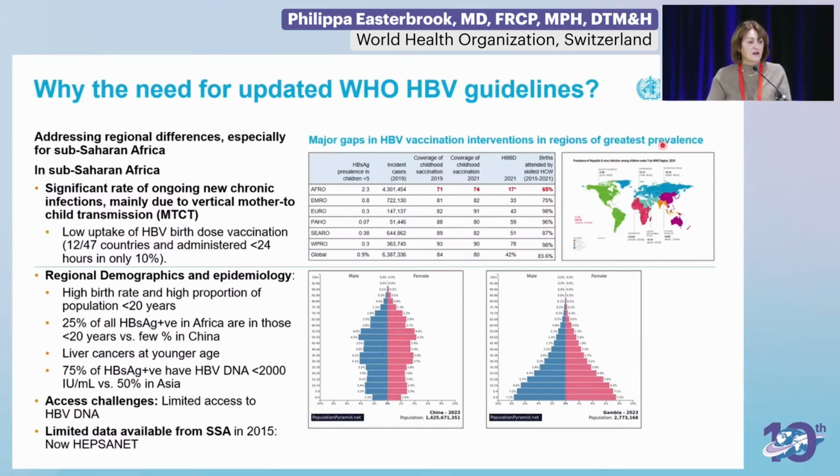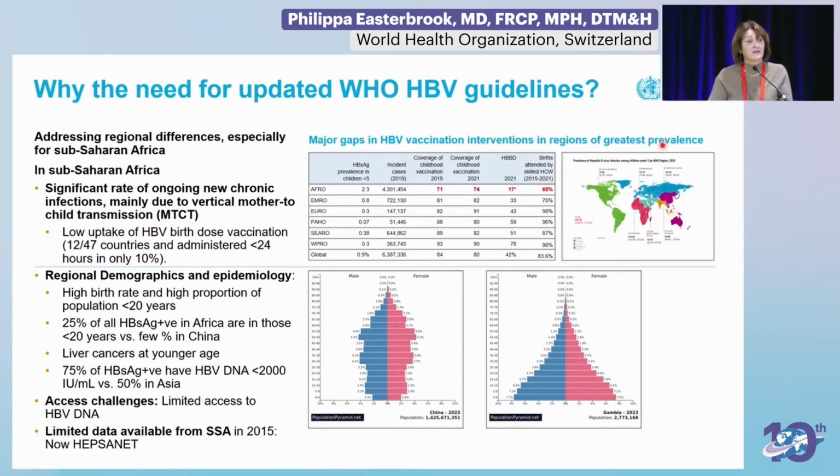And given that 60 million infections are in sub-Saharan Africa, recognizing the specific challenges in that region, and that in sub-Saharan Africa there's still a significant rate of mother-to-child transmission, and it's those perinatal infections that contribute to the chronic infections. And in those settings there's often no or low uptake of Hep B birth dose vaccination. And the very high birth rate in that region means there's a significant proportion of the population less than 20 years.